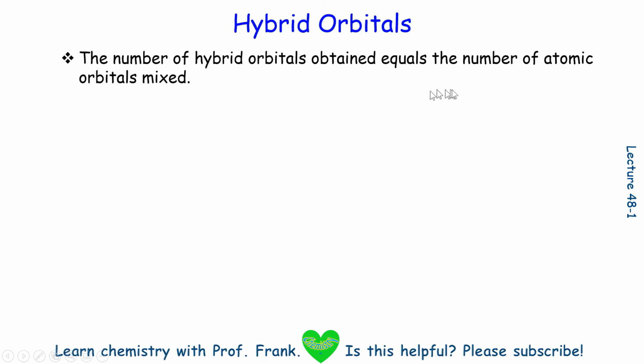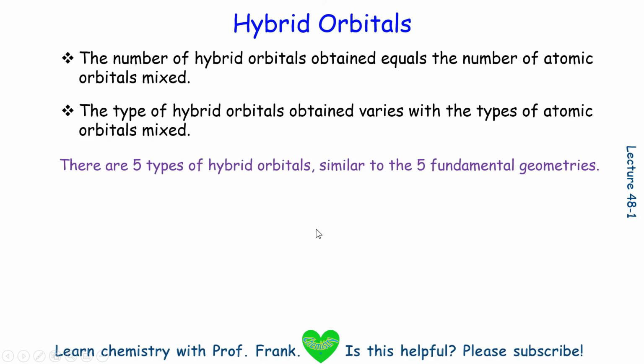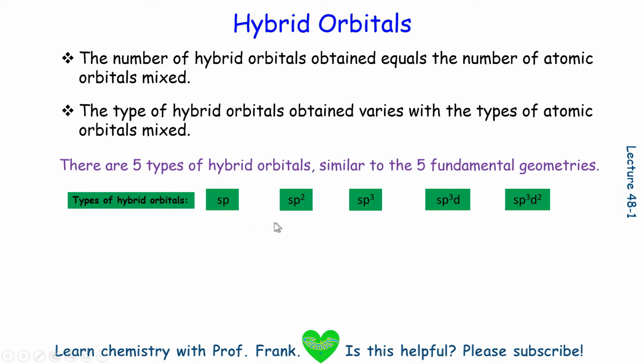Hybrid orbitals are obtained from atomic orbitals, and the number of hybrid orbitals equals the number of atomic orbitals used. The type of hybrid orbitals obtained varies with the types of atomic orbitals mixed. There are 5 types of hybrid orbitals, similar to the 5 fundamental geometries. The 5 types are sp, sp2, sp3, sp3d, sp3d2.